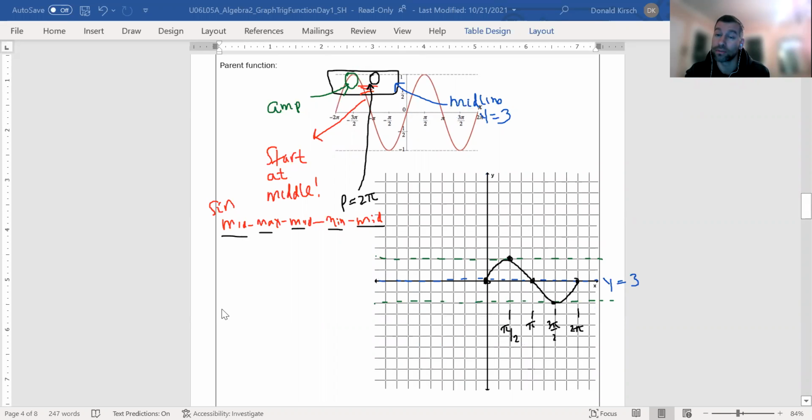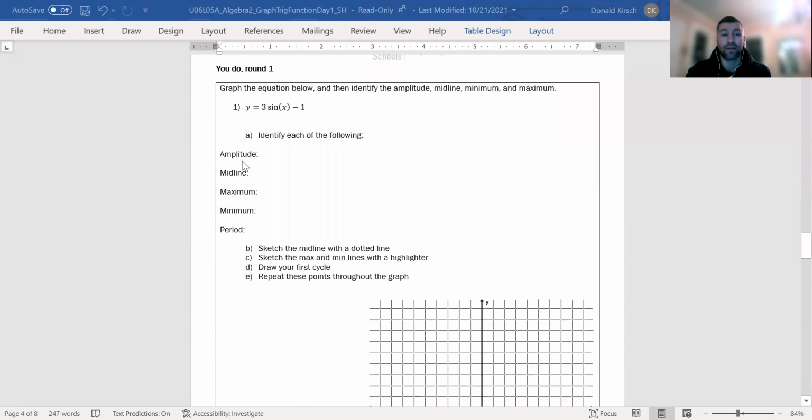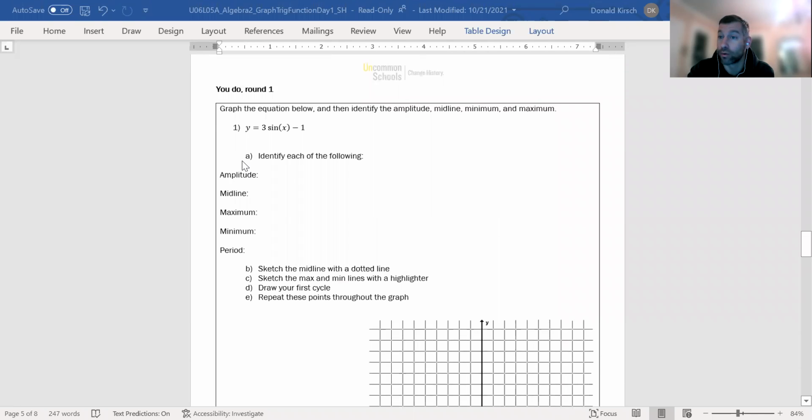and in your notebooks. Now what you will be doing is you'll be doing the exact same type of problem. You do round 1 question. This should take you 5 minutes on your own. Once you get done with those 5 minutes, I'm going to reveal for you the answer.